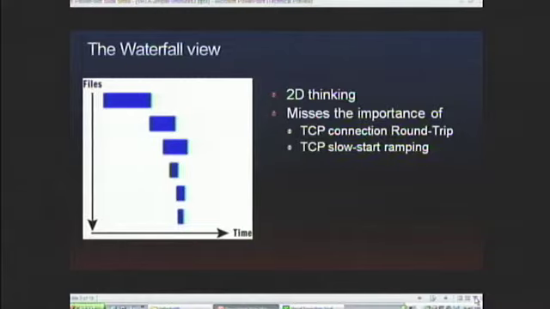I will say the waterfall is two-dimensional. It's limiting us in how we look at page loads. It doesn't tell us about the TCP connection. It doesn't tell us how TCP is ramping up over time, and so you can lose that fact and not know that you're wasting connections.